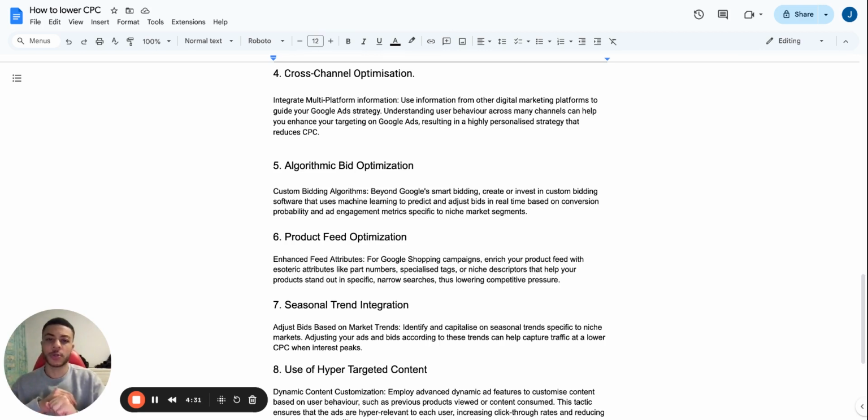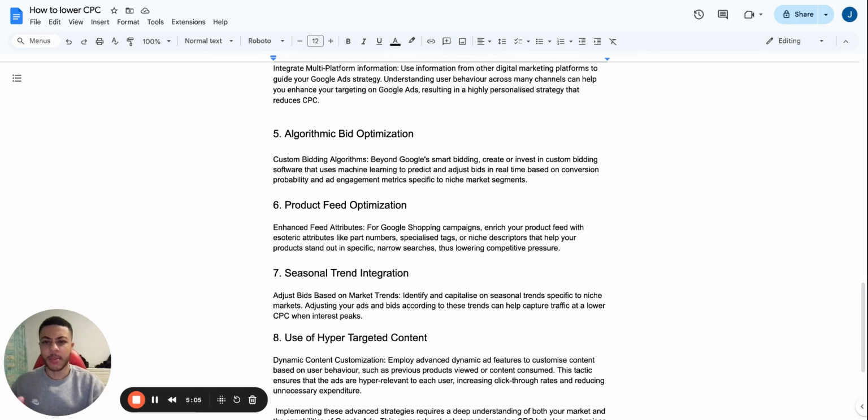Understanding user behavior across many channels can help enhance your targeting on Google Ads, resulting in a more personalized strategy that reduces CPC. So basically, lowering your cost per click is just making your ads more targeted to the individual that will buy your product, because it doesn't waste clicks, essentially. The lower your cost per click, the more likely it will be for the person that clicks on your landing page to actually purchase.